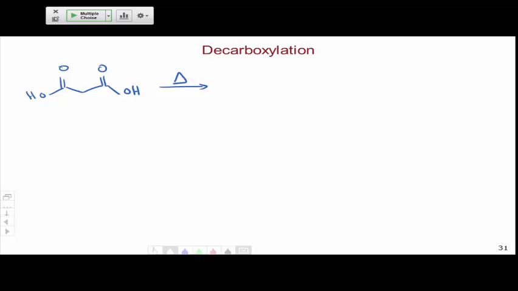Okay, so if I have this dicarboxylic acid, and what I mean by dicarboxylic acid, two carboxylic acids in the same compound, I add heat plus H plus to that. I'll end up with this. We call this reaction decarboxylation. From the name, it's removal of CO2 from that compound.